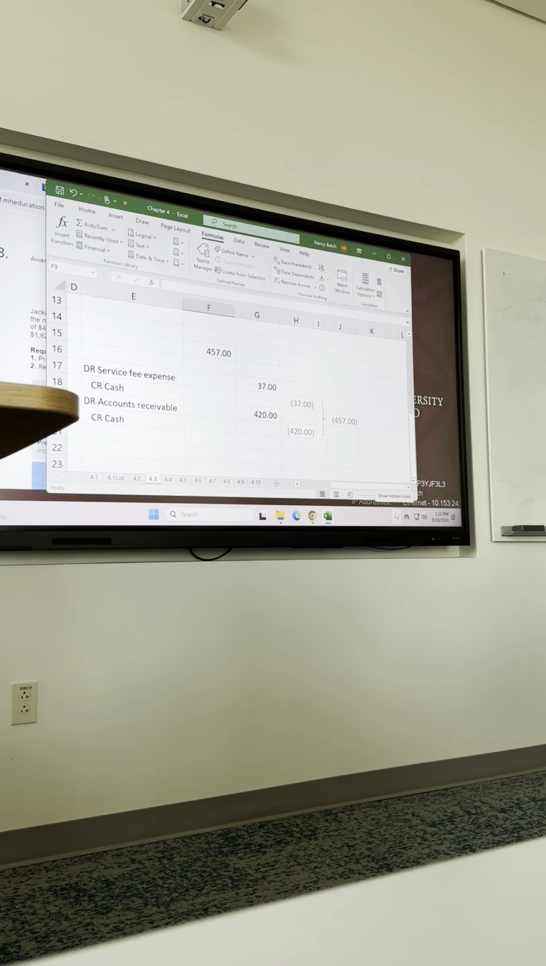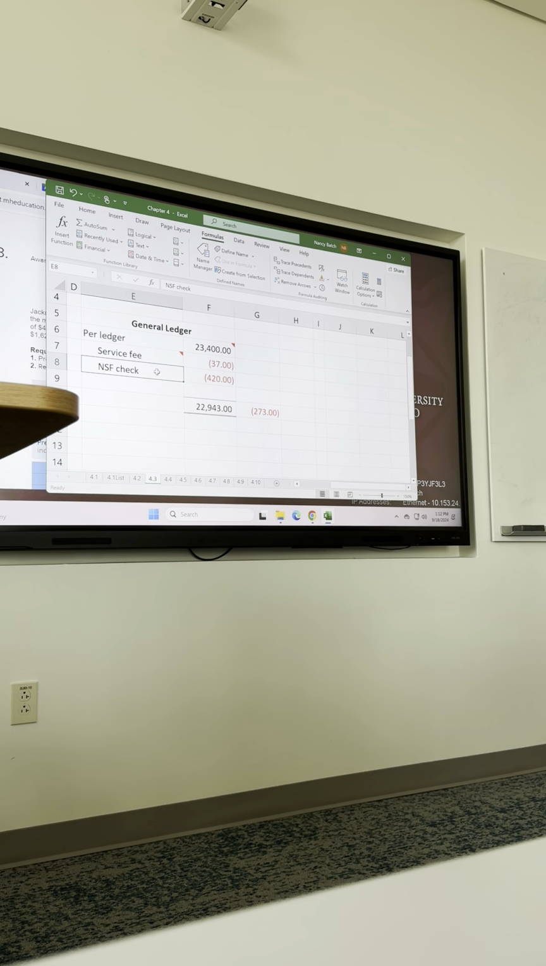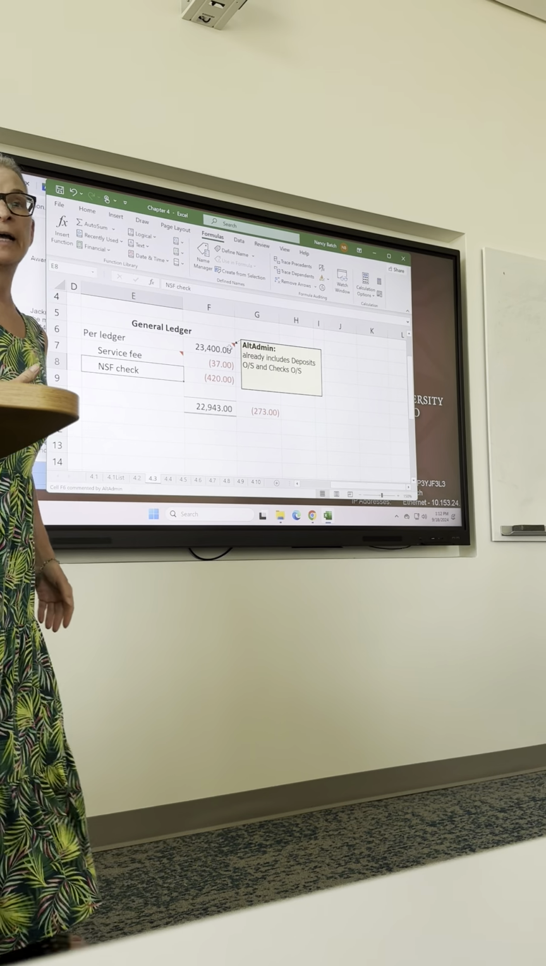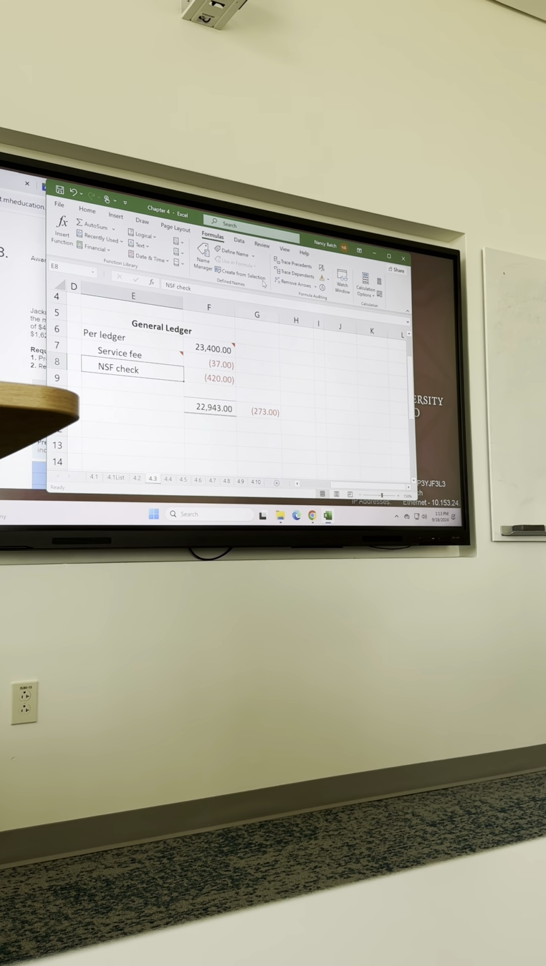Okay? Now, I think this is all we have on this side, right? So there's still, we didn't find anything else, but this is all we have, service fee and NSF check. This is what the bank knew about that we didn't know about. I know about the deposits and checks outstanding. I don't know about the service fee or the NSF check. I didn't know that check didn't clear until the bank told me. So this is stuff that the bank knows about that I didn't know about.